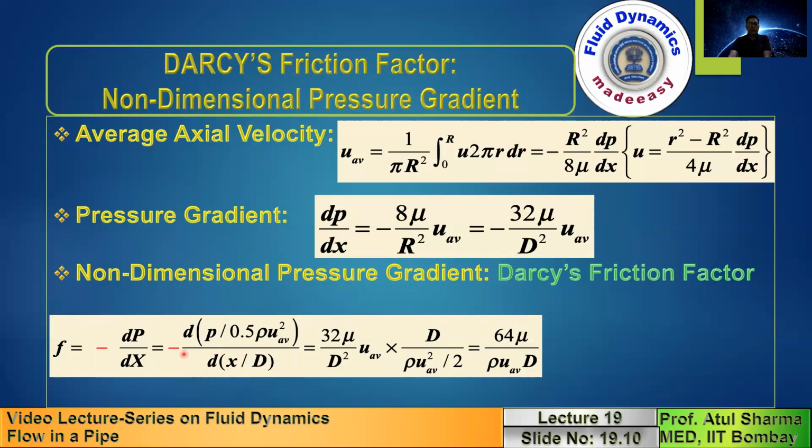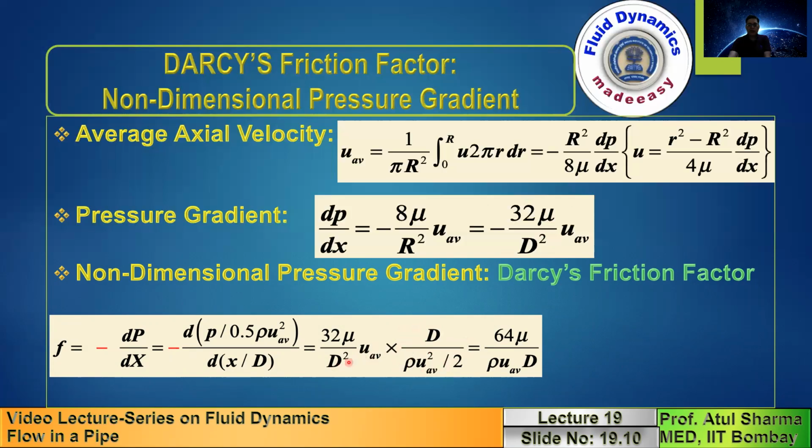So this is basically equal to minus dp by dx into d by half rho u average square, where dp by dx is given here by minus 32 mu by d square into u average. Actually, you have a minus sign outside, and this is minus, and then again a minus sign, so it becomes plus. The dimensional dp by dx is substituted from here, and then this d is taken into the numerator and this half rho u average square is taken into the denominator. So for non-dimensionalization, this is the additional term which is coming. If you take the product of the two, you get this.